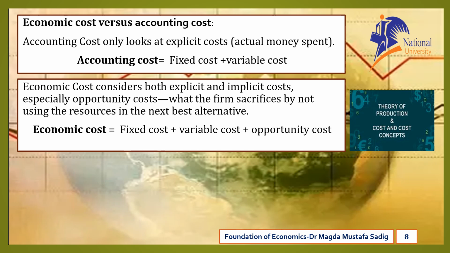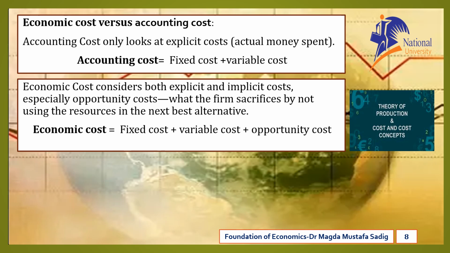Let us now clarify the distinction between economic cost versus accounting cost. Accounting cost is the actual monetary expenses a firm incurs when it produces goods and services. It includes things like salaries and wages paid to workers, rent for the building, utility bills, raw materials, maintenance, depreciation of machines. In short, accounting cost equals fixed cost plus variable cost.